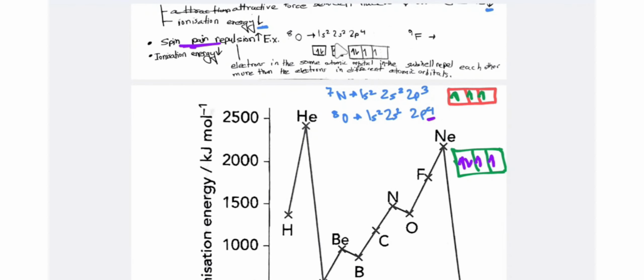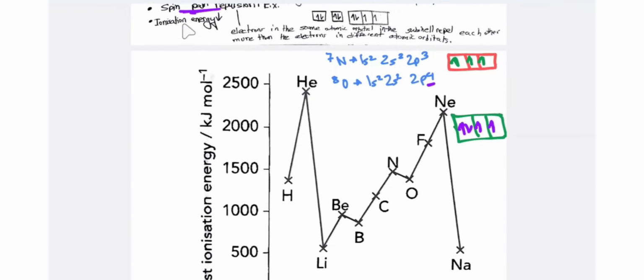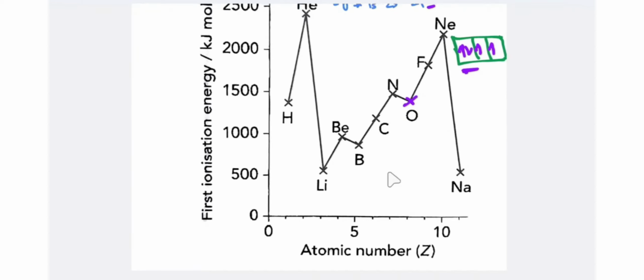Now here we can see that there is spin pair repulsion. Electrons in the same atomic orbital cause repulsion, and due to this repulsion, the ionization energy decreases as the spin pair repulsion increases. So the spin pair repulsion in oxygen decreases the ionization energy. Therefore, there is a little decrease in the ionization energy for oxygen. So that's how we draw the first ionization energy against atomic number graph.